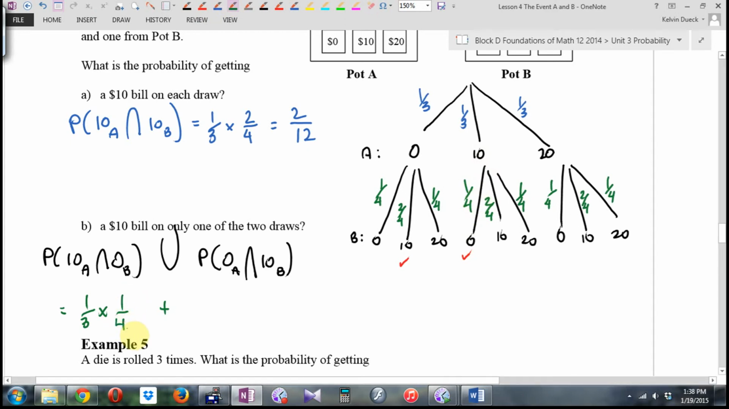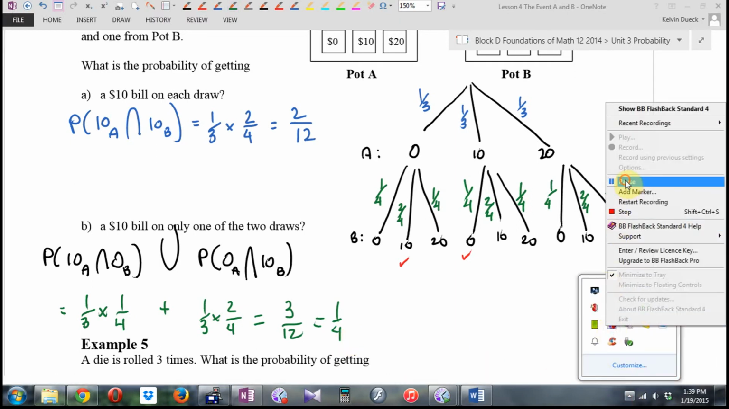Yep. Darian, what's the next branch? 0 on A, which is what as a probability? 1/3, right? And what? 2 out of 4. I think it's going to be 1 out of 12 plus 2 out of 12. Dare we do some fraction math in our head and say the answer is 3 out of 12 or 1/4? And you can try that on your graphing calculator, but it works.